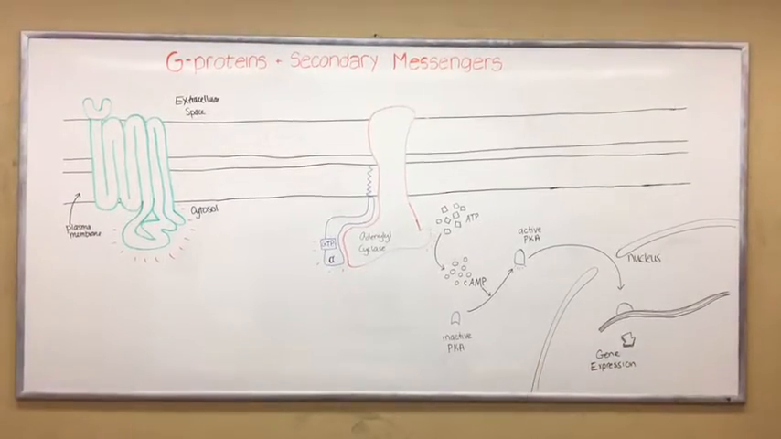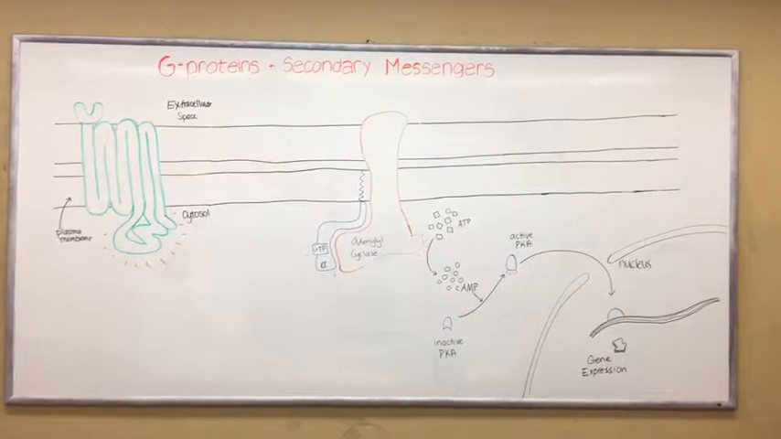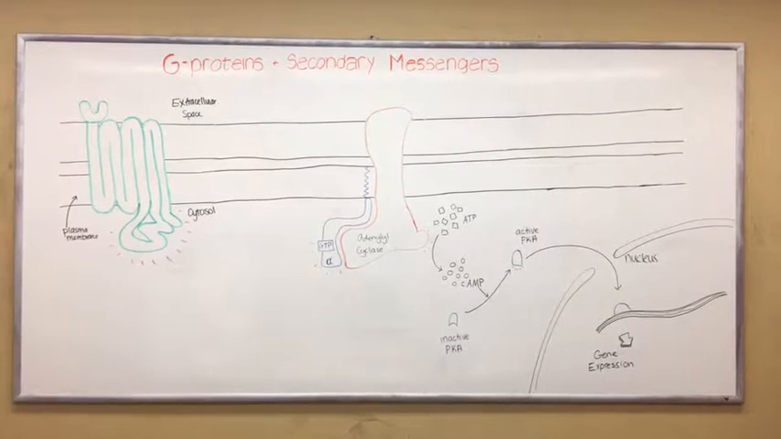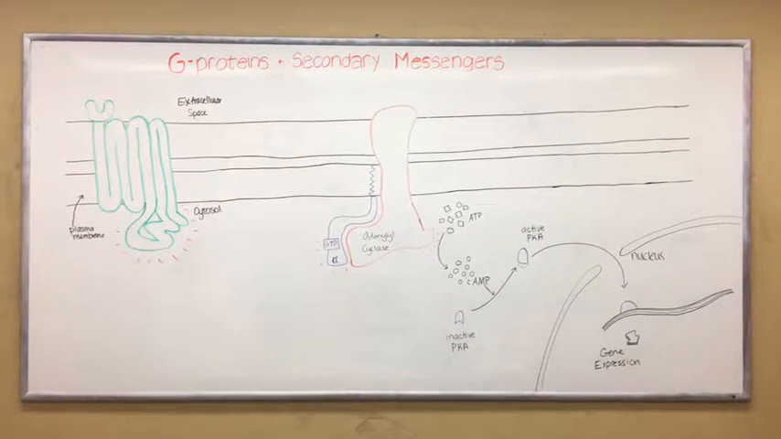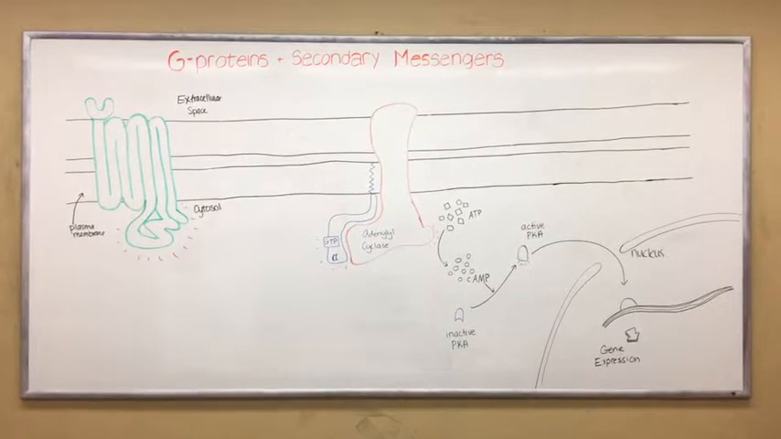Secondary messengers are key components of cellular signaling. They relay, amplify, and spread intracellular signals. G protein-coupled receptors can trigger the synthesis of secondary messengers, such as cyclic AMP.